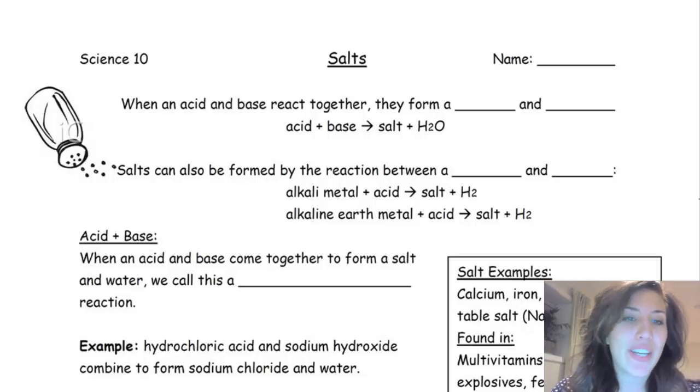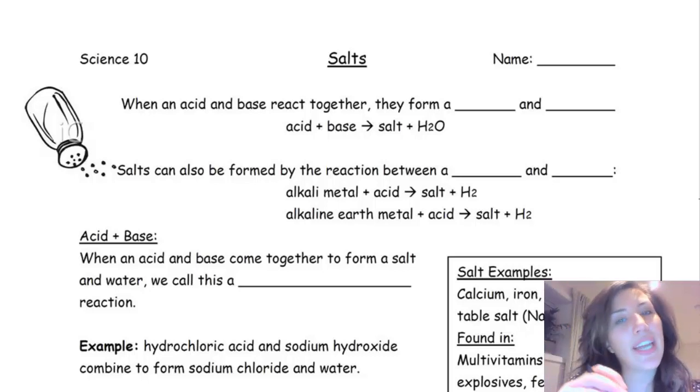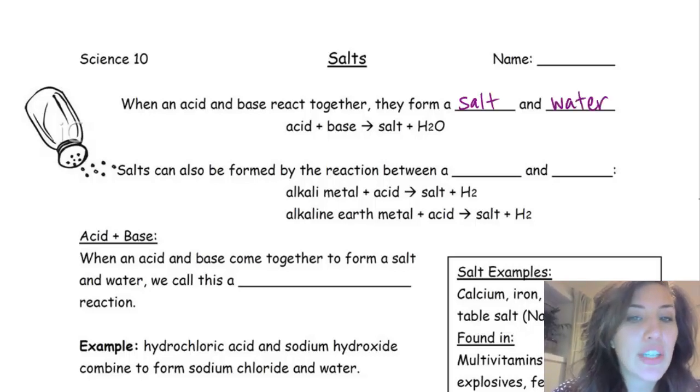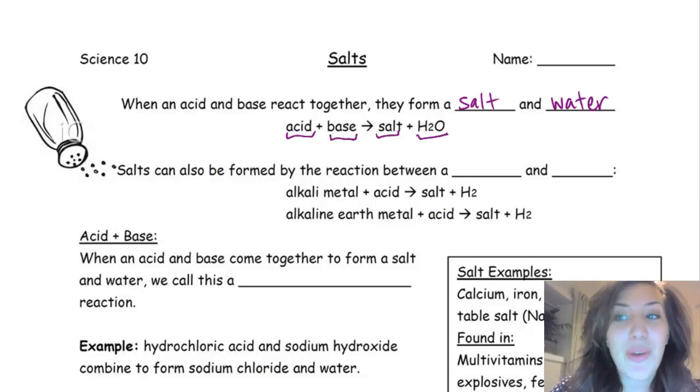We have already learned about acids and bases, and when you put those two together, they will actually react to form a salt and water. So here we have our little equation: acid plus a base come together to form a salt and water. There's another way to make a salt though.